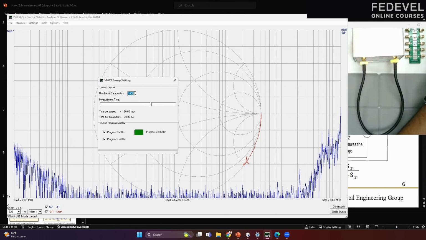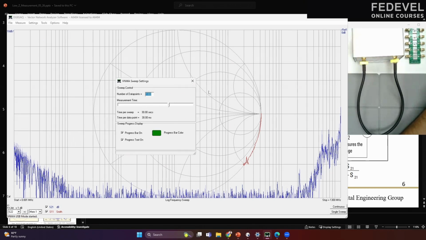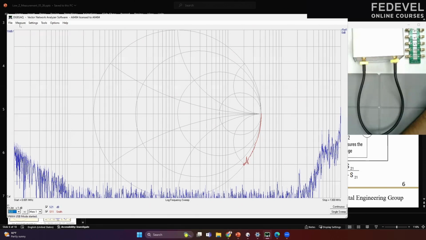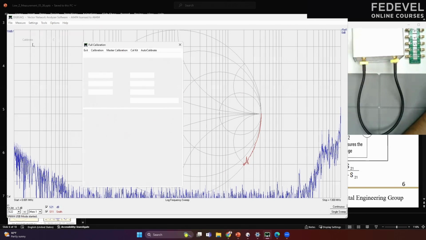We're going to take 1,000 data points in our measurement, and the time per sweep, we are going to keep it to 30, because that's the maximum time this SDR VNA can have to take the sweep. When we are done with this, we go to measure, and then we can actually calibrate this VNA.